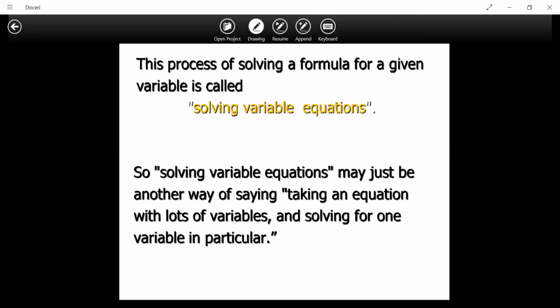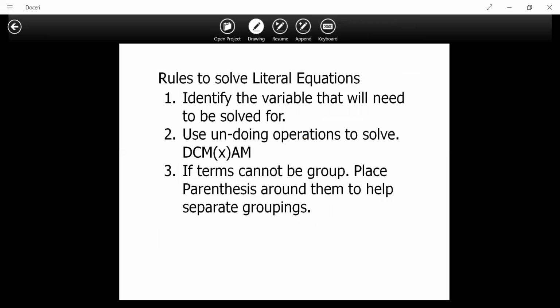Okay, moving on. These are the rules to help you solve them. This is the last one before we start doing problems. So the rules to solve literal equations. Identify the variable that needs to be solved for. So we're going to highlight that in this case. You guys can circle it if you do not have a different color pencil. Use the undoing operations to solve.